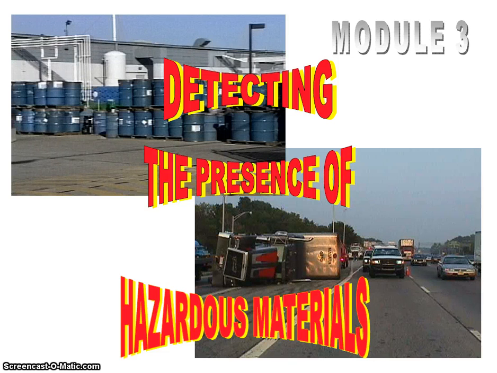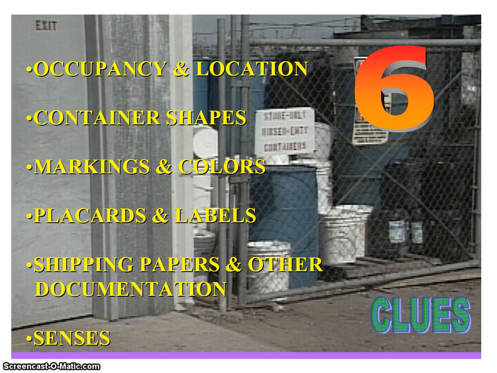Module 3, Detecting the Presence of Hazardous Materials. We often look at 6 clues to help us detect the presence of hazardous materials: occupancy and location, the container's shapes, markings and colors, placards and labels, shipping papers and other documentation, and census.